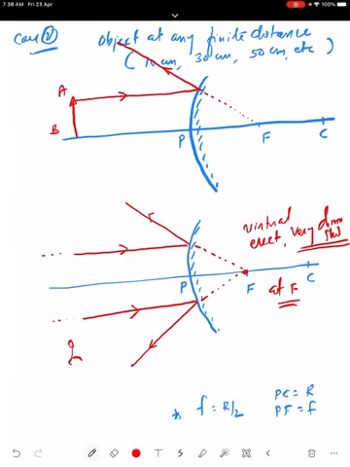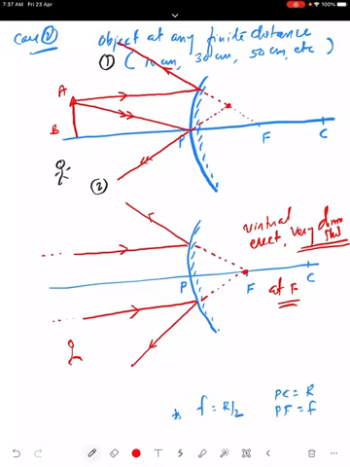Second ray of light reaches the pole. This is the second ray, two arrow marks. Second ray of light reaches the pole and after reflection comes back to the same medium, obeying the laws of reflection. If somebody is here on the left side, this is ray number one, this is ray number two. These two rays are not meeting anywhere. So, extend the second ray also backwards.